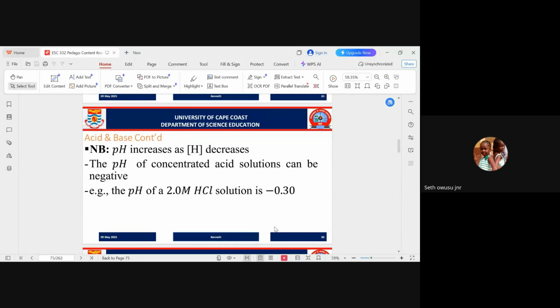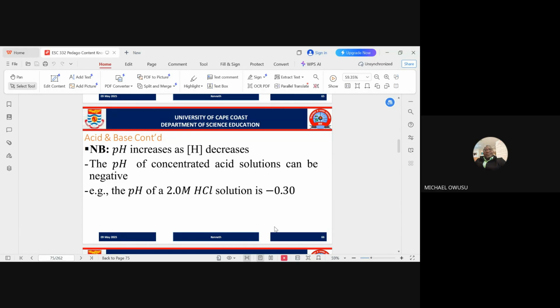Yes, Doc. So let's take this last question, because in your examination, you may be asked to calculate the pH. That's why I'm taking my time to give you those things. So please, let's take this question again.